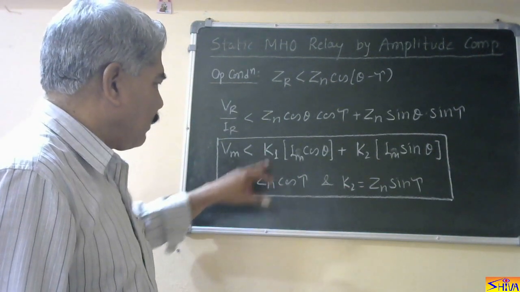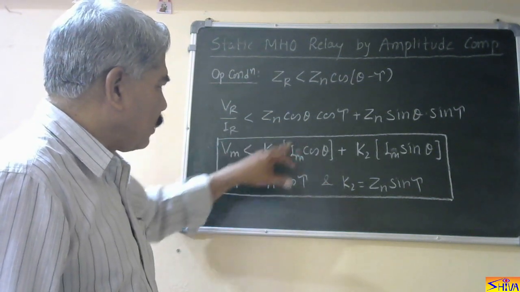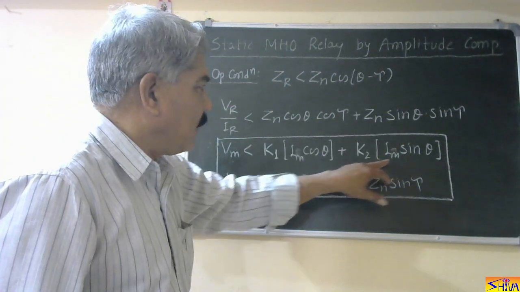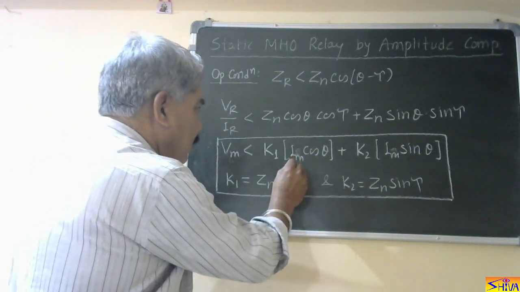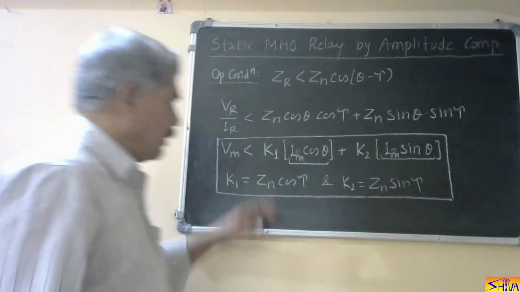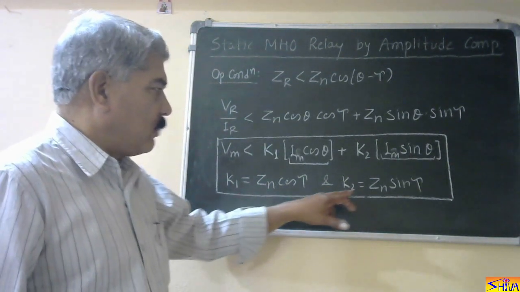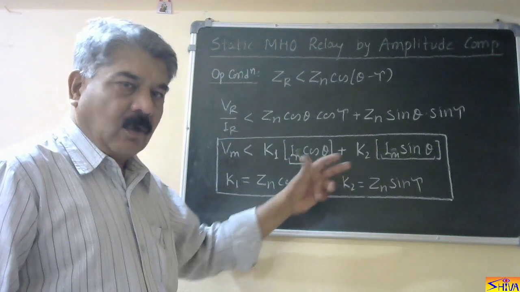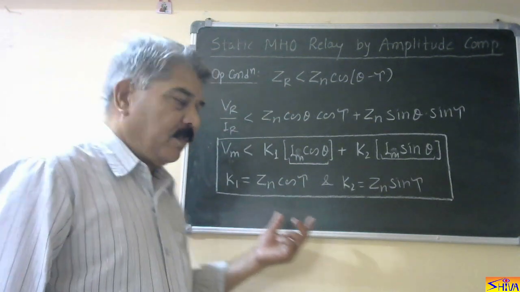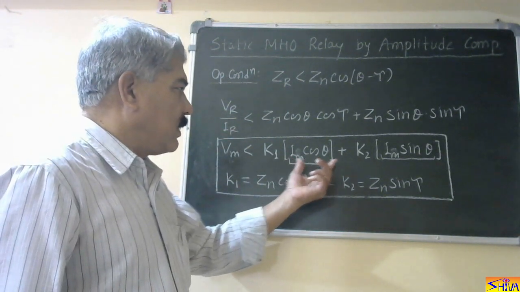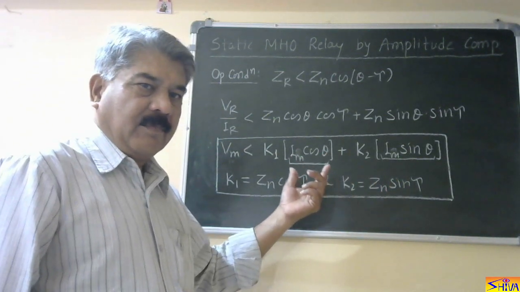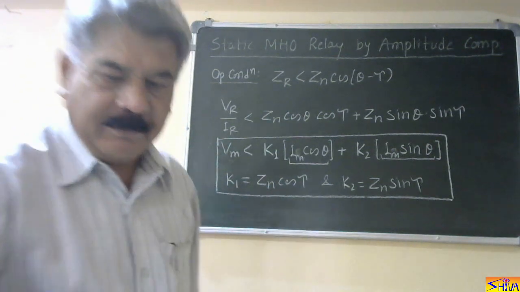So here K1 is Zn cos tau, multiplied by Im cos theta, and K2 is Zn sin tau, multiplied by Im sin theta. Now here Im cos theta and Im sin theta are variable, while K1, that is Zn cos tau, and K2, that is Zn sin tau, are constant. So these can be obtained by an amplifier. Now we have to detect the values of Im cos theta as well as Im sin theta. Now let us see how these two values are detected in electronic circuitry.